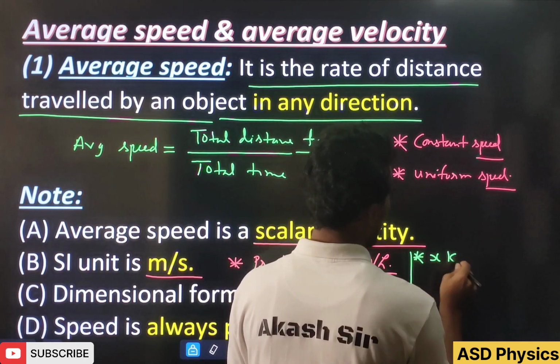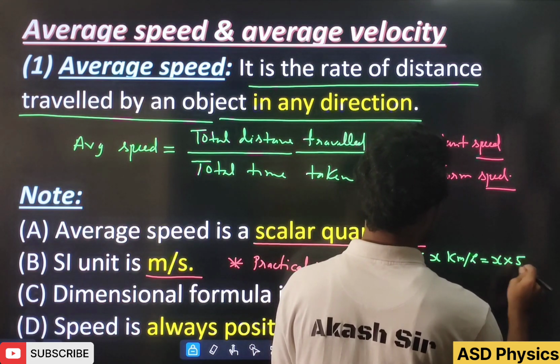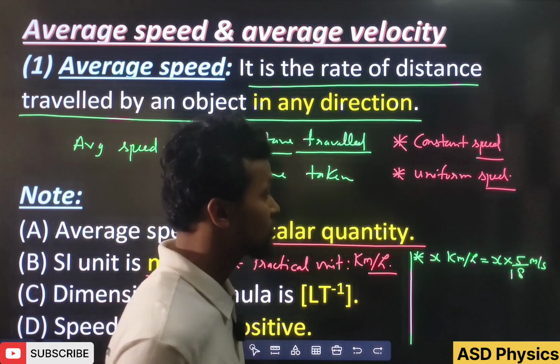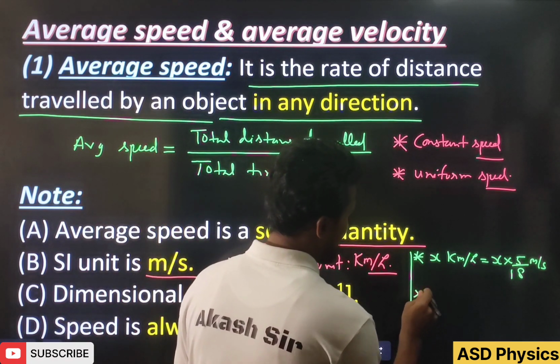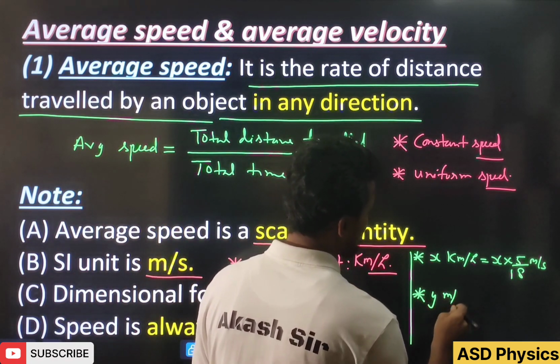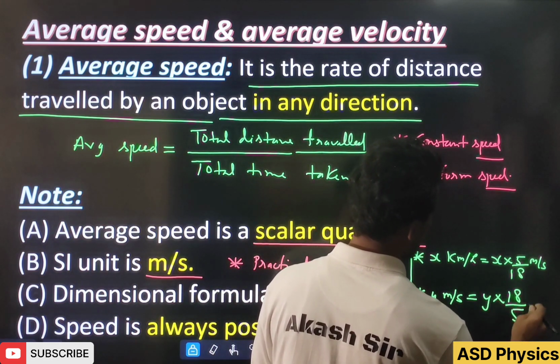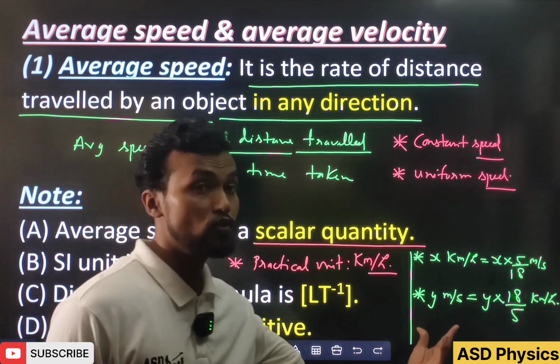And after that you have to remember one more basic. If we have x kilometer per hour, then what we have to do here? We just multiply by 5 by 18 and we'll get meter per second. X kilometer per hour means x into 5 by 18 meter per second. And if we have y meter per second, then it will be y into 18 by 5 kilometer per hour. So this conversion you have to remember.